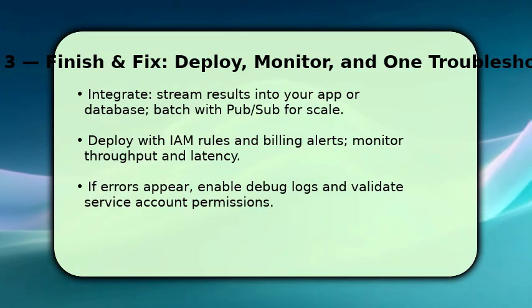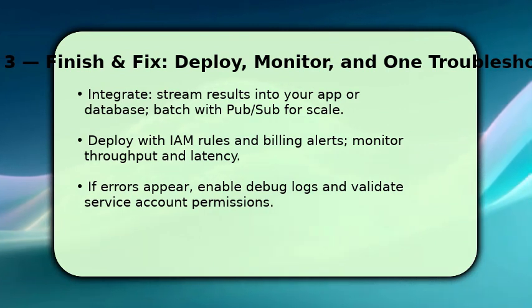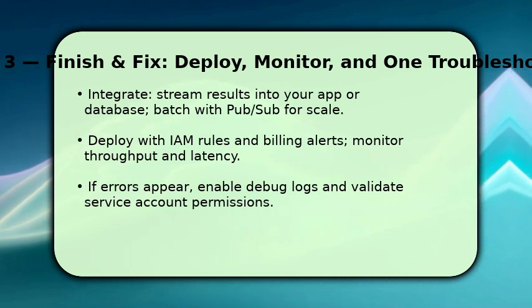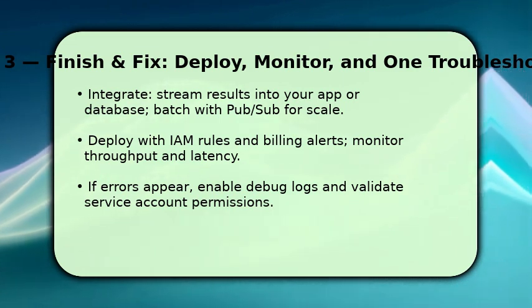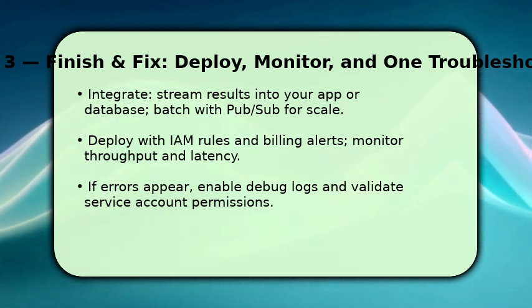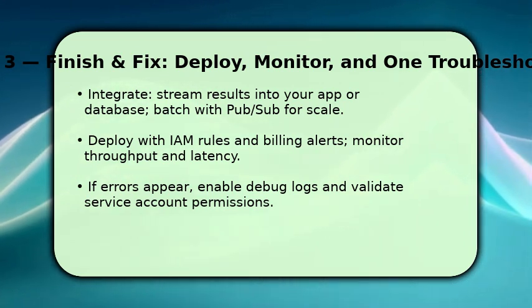Finally, integrate results into your workflow. Either stream processed JSON to a database or batch via Pub/Sub for high volume. Deploy with least privilege IAM roles and set budget alerts to avoid surprise costs. Monitor performance and tweak processor settings or model selection as you scale.